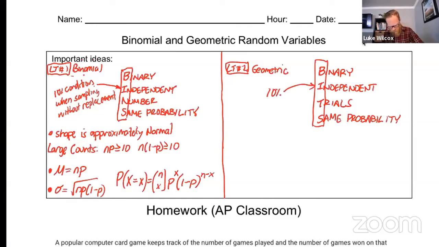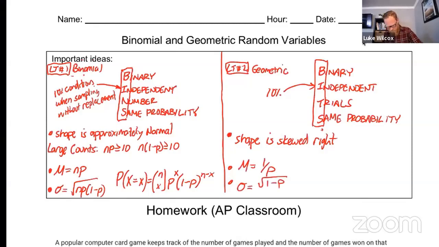Okay, once again, let's describe the distribution by talking about the shape, the center, and the spread. The shape, we decided for a geometric random variable, is skewed right, and will always be skewed right. The mean and the standard deviation here, the mean is given on the formula sheet. It is 1 over p. Standard deviation is also given on the formula sheet, square root of 1 minus p, all divided by p.